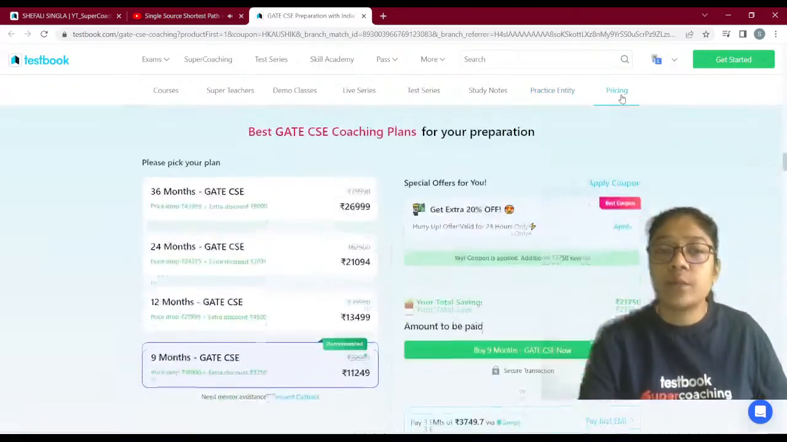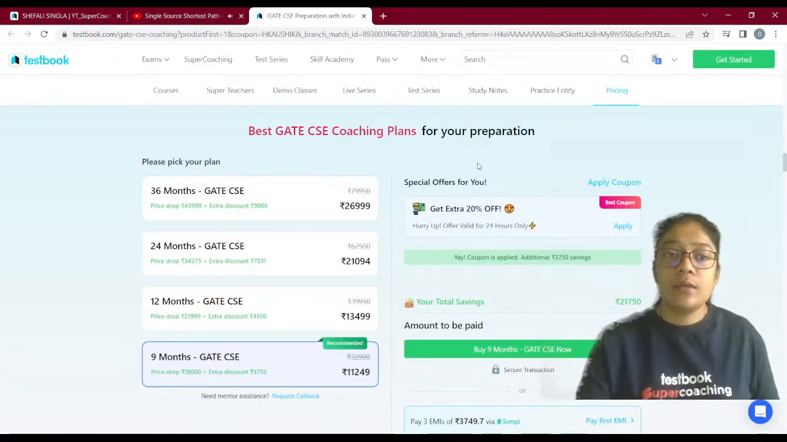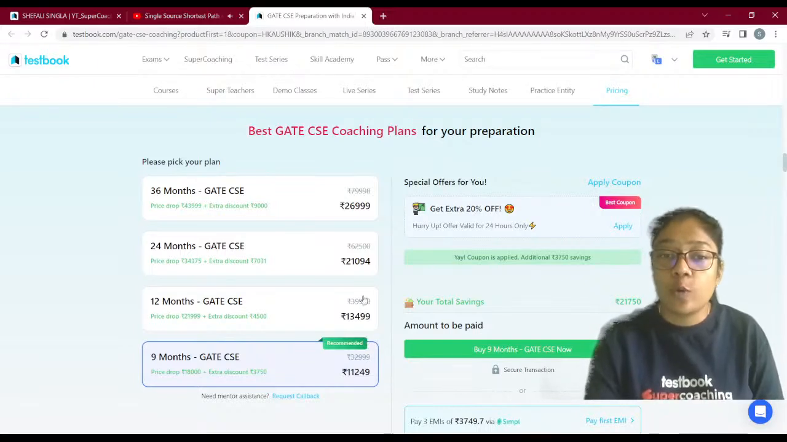And the next one is the pricing. There are 4 plans available: 9-month plan, 1-year plan, 2-year plan, and 3-year plan. The 1-year plan is for 11,249. The prices you see are after the discount.